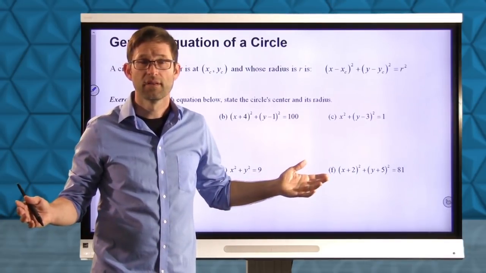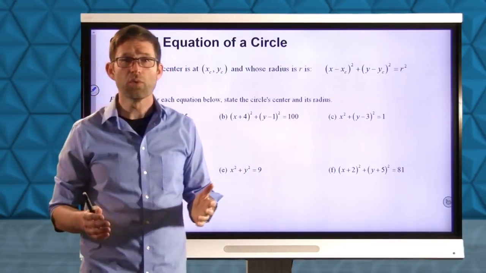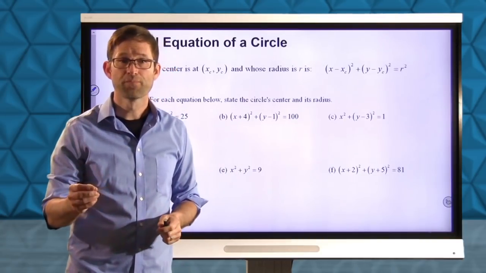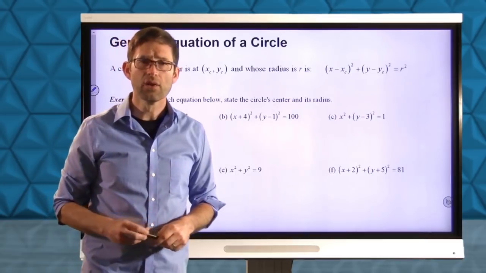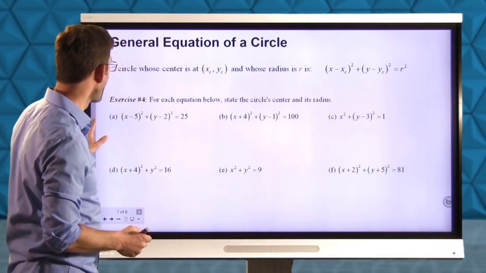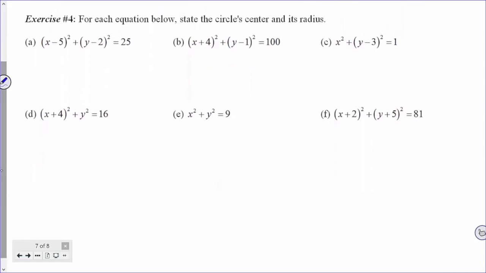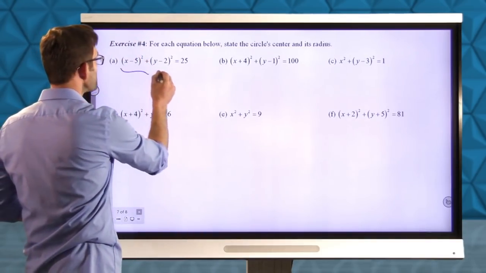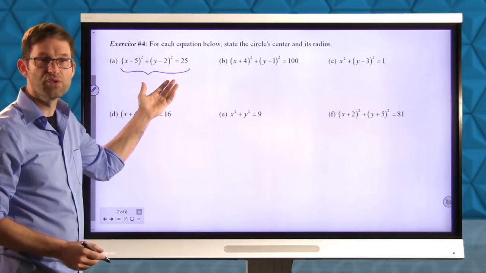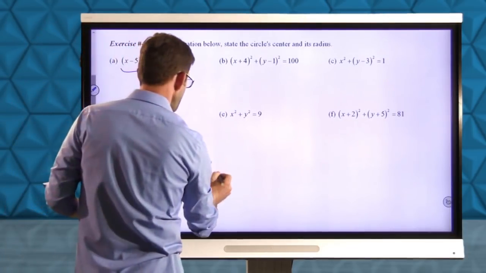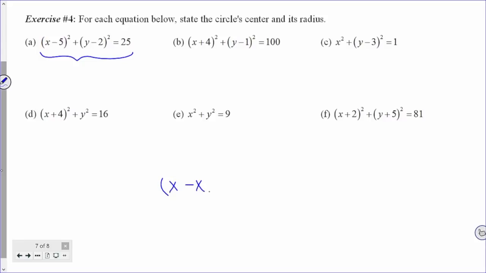That's it. Now, the first thing that you have to be able to do with equations of circles is take them and identify the center and identify the radius. So let's take a look at that in exercise number 4. It says, for each equation below, state the circle's center and radius. Well, when we look at this particular equation, (x minus 5) squared plus (y minus 2) squared equals 25. And let me actually put the general equation down here so that we've just got it sitting on the screen.